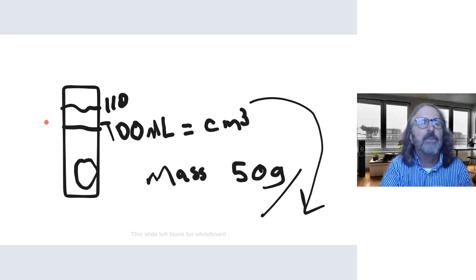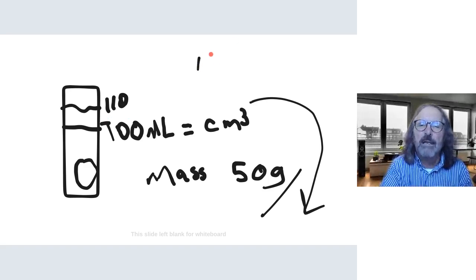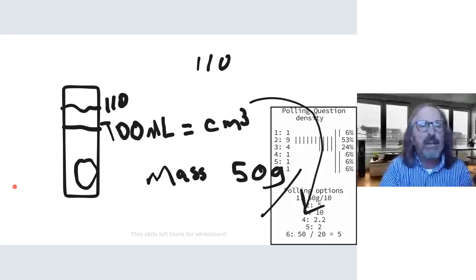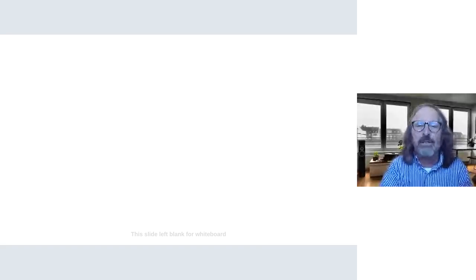All right, and some people got that. All right, guys, 50 divided by 10, right? 50 divided by 10, because we have to take 110, because we had to put water in order for us to find out what the volume is, because this is an irregular shape, right? And most of you guys got it. 5. Okay, last question.